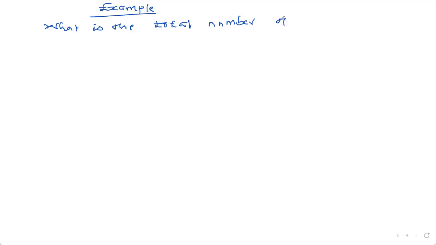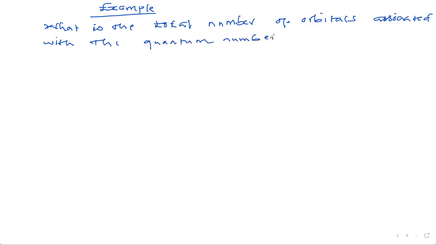What is the total number of orbitals associated with the quantum number n is equal to 4? Now we have such a question.